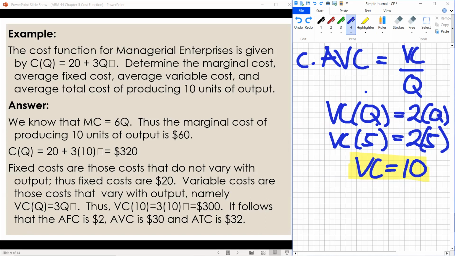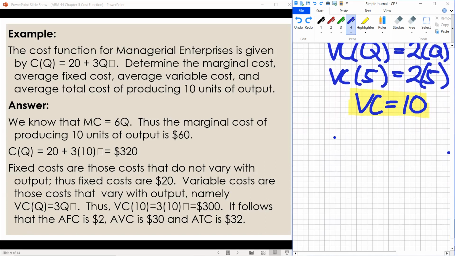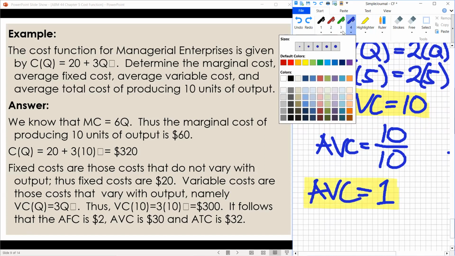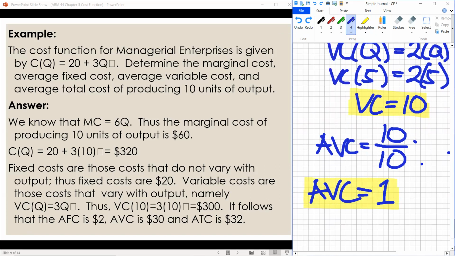So with that, let's try to continue solving our average variable cost. So that is as simple as average variable cost is equal to variable cost 10 over the quantity, which is 10, that is equal to 1. So we have AVC of 1. So as simple as that. So that's how you'll get the average variable cost here.